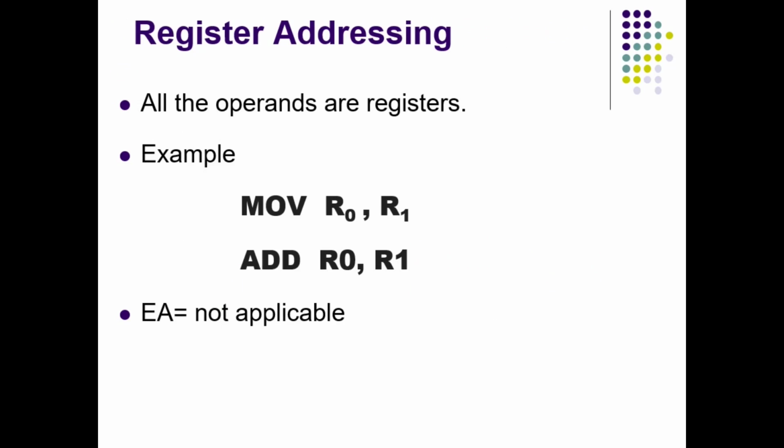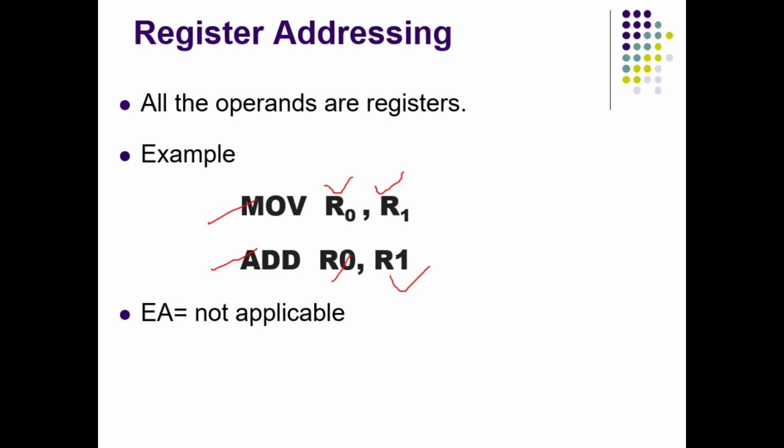Let us start with a simple addressing mode. It is a straightforward addressing mode called register addressing mode. This is nothing but when I have to execute a particular instruction and the data required to execute that instruction is in a register, I will mention the register's name directly as operands.